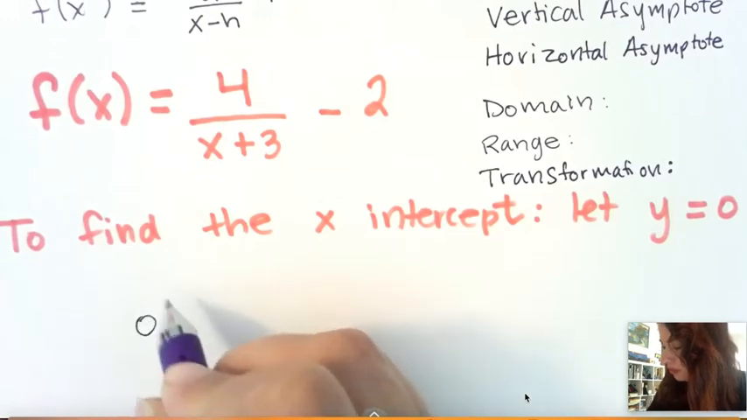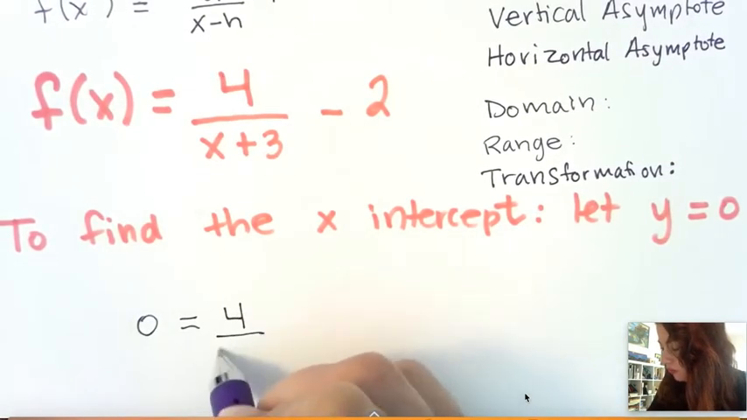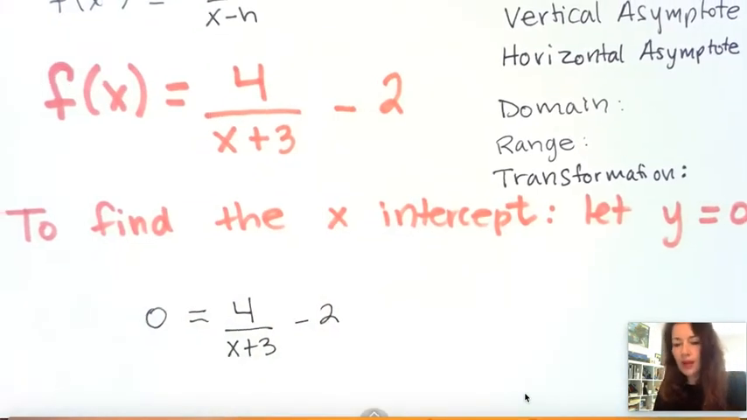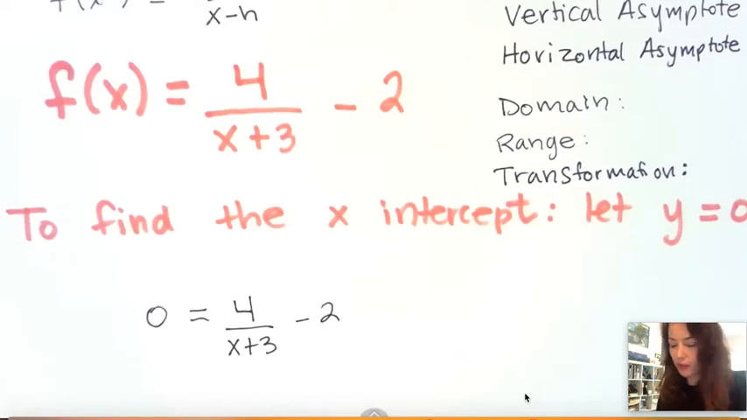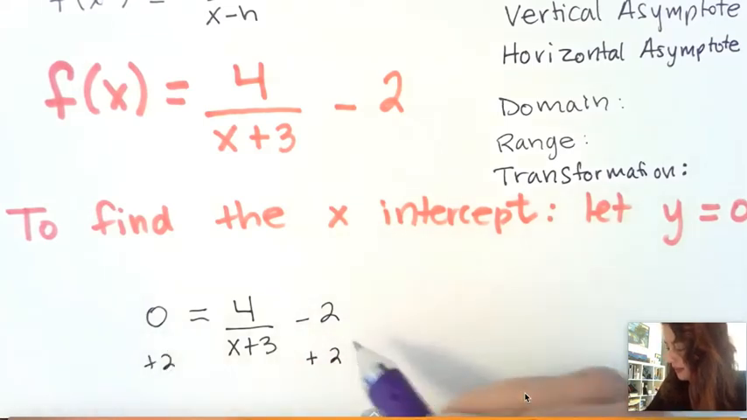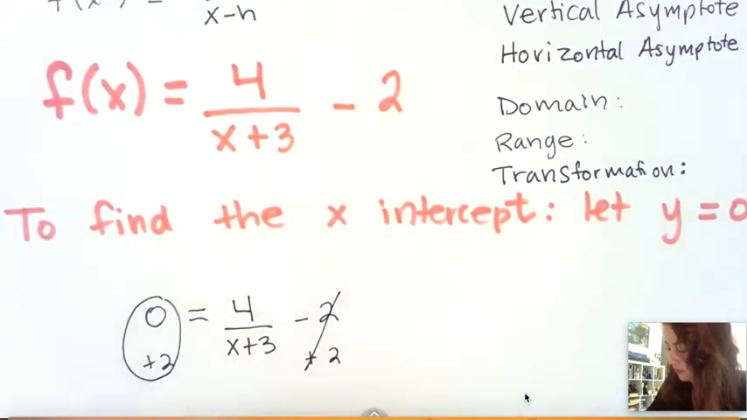So if I plug in 0 for y, we will have 0 equals 4 over x plus 3 minus 2. And from here, it's just a multi-step equation. We want to isolate our x variable. We're going to add 2 onto both sides, and this will cancel here. And on the left, we will have 2 equal to 4 over x plus 3.